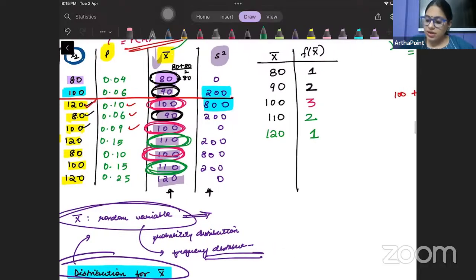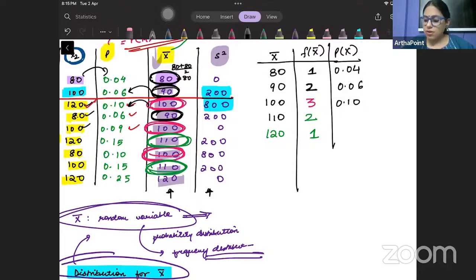Now, you need to multiply this frequency with the corresponding probabilities. So what has been the probability of 80 beta? The probability of 80 has been 0.04. What has been the probability of 90 beta? The probability of 90 has been 0.06. What has been the probability of 100 beta? It has been 0.10. What has been the probability of 110 beta? It has been 0.15. And what has been the probability of 120 beta? It has been 0.25. Am I clear with it?